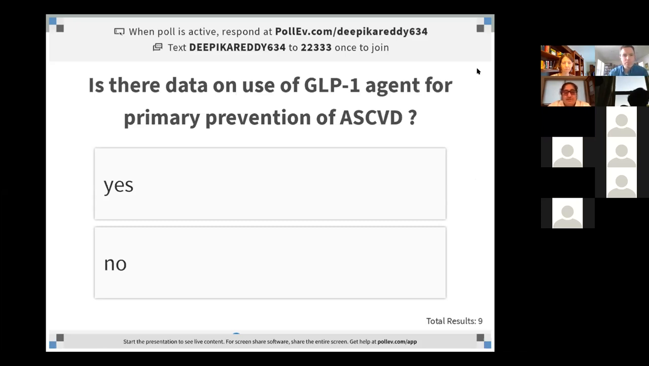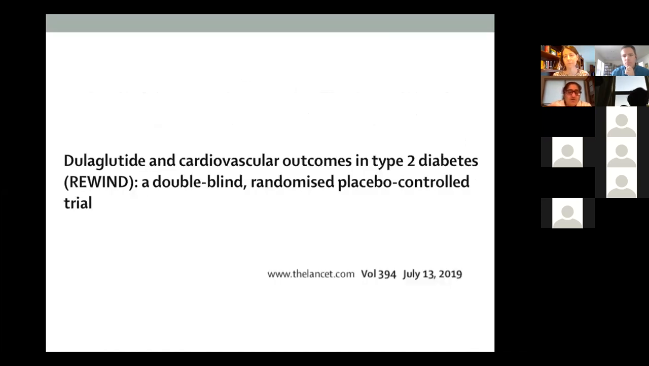So there is some data, and I'll show you the study. There was a study called the REWIND trial, published in Lancet last year, on the use of dulaglutide, which is Trulicity, in cardiovascular outcomes. Now, this study enrolled people that either had a known history of cardiovascular disease or patients over the age of 50 who had at least one risk factor for heart disease.